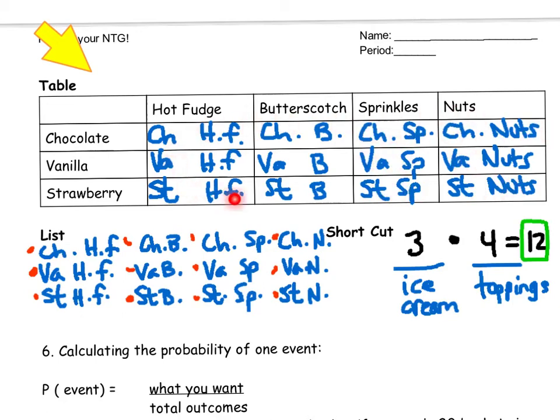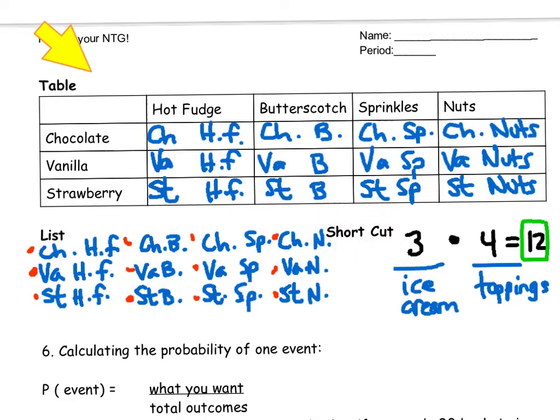12 choices in our table, and that means there were 12 outcomes. Now, another way to do this is just to list all the choices. And so all I did was list the choices, and you can see they're the exact same thing as in the table. So a list should be neat and organized. But again, there are 12 choices.